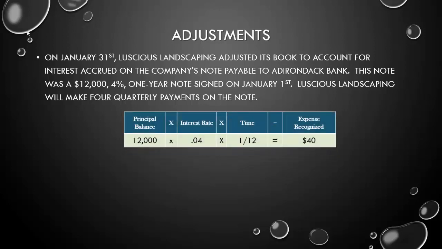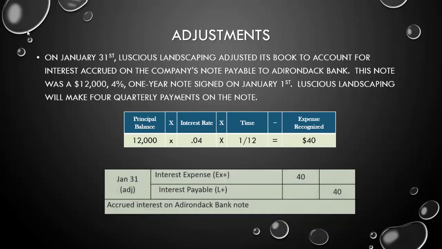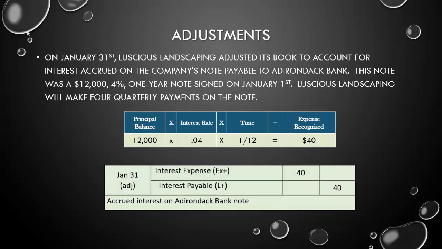How much interest? Well, you take your principal balance, assume it's the whole $12,000, multiply it by the interest rate, and multiply it by time. So it's $12,000 principal times our 4% interest rate, which is for the year. So we once again multiply it by 1/12 to convert it to monthly, and we come up with $40. That's how much interest is getting tacked on our loan. So we go through and we make the adjustment by debiting interest expense and crediting interest payable for that $40.